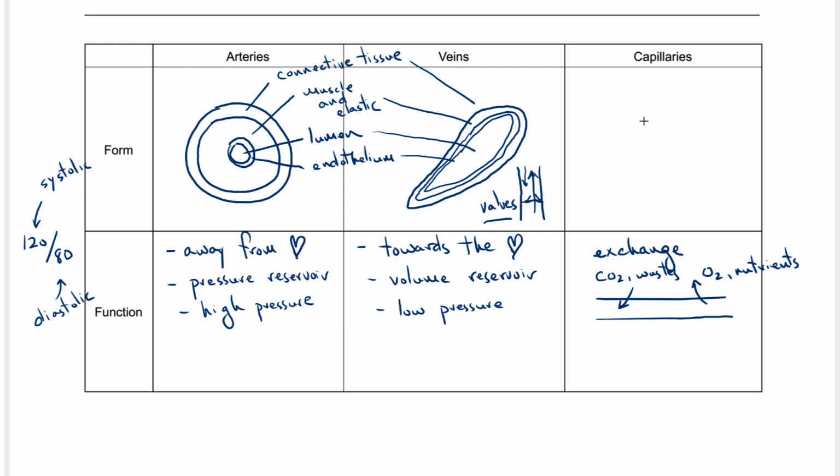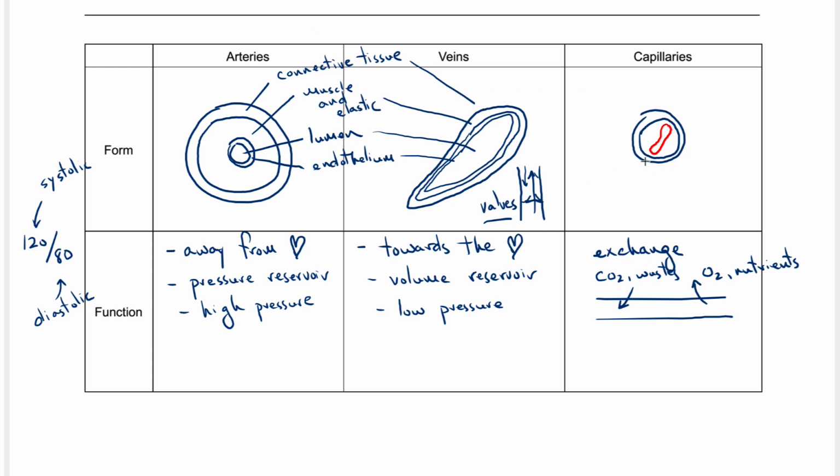If we look at a capillary in cross-section, it is only a single cell thick at its wall. So I should mention that these three diagrams that I've drawn are very much not to scale. Capillaries are way, way smaller than arteries and veins. And capillaries are really only one red blood cell thick. So there's one red blood cell that's squeezing its way through a capillary.